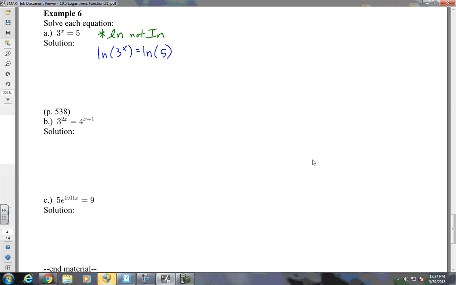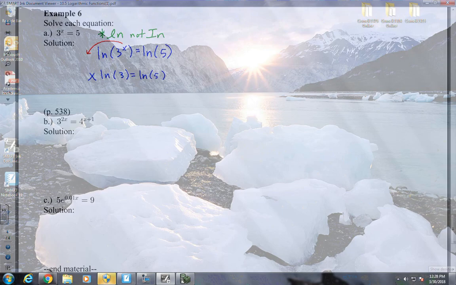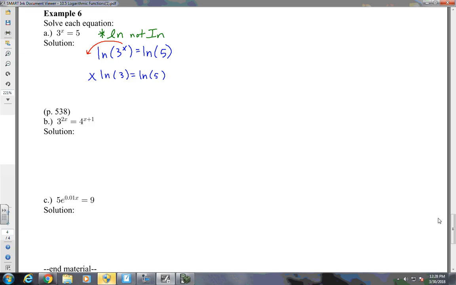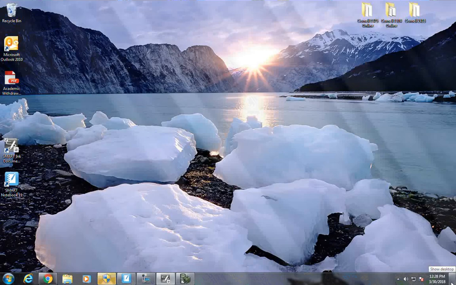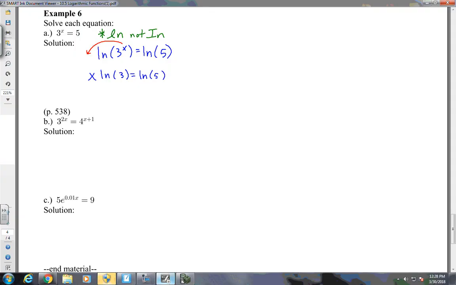Now, when I apply the natural log to both sides, that allows me to apply that log property that says I can move that exponent down in front as a coefficient. So on my next step, I have x times natural log of 3 equals natural log of 5. Then we can divide both sides by this constant, natural log of 3, to get our solution. Keep losing my notes here. There we go. x equals natural log of 5 divided by natural log of 3.